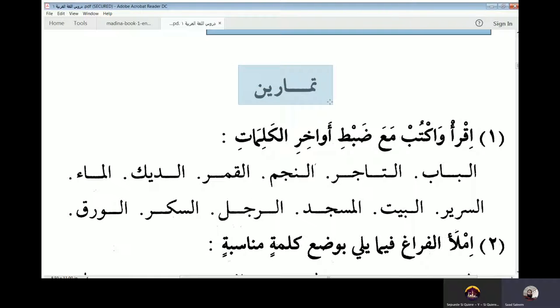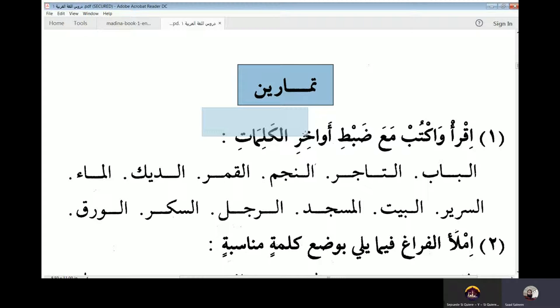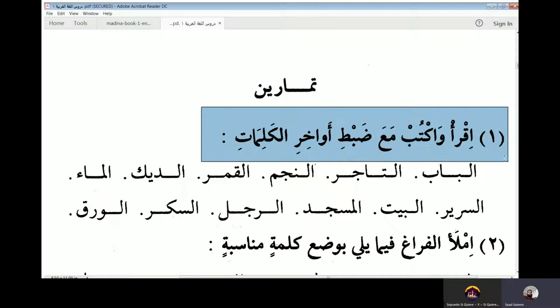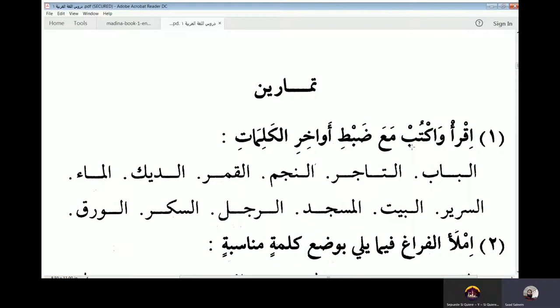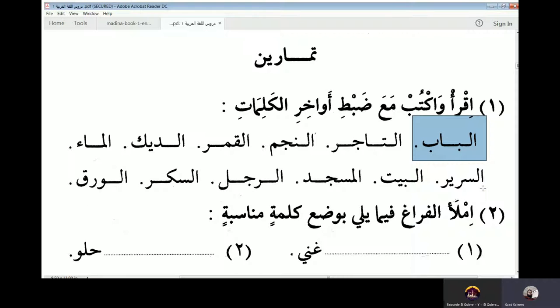Tamarin means exercises. Iqra' wa-uktub ma'a dabti awakhir al-kalimat. Read and write with correct endings of the words. So now you have learned the rules, so read this. Al-babu, the door, correct.